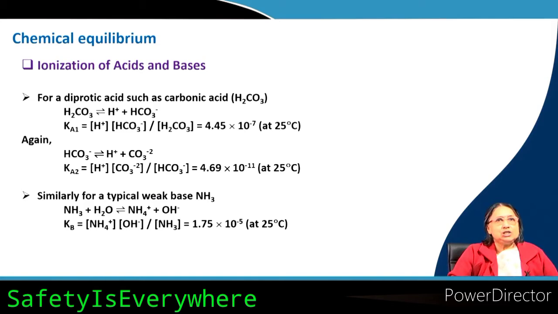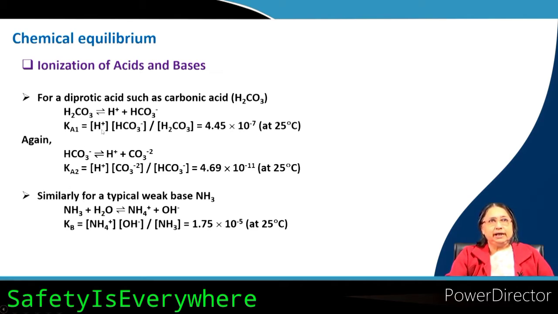Now, in case of diprotic acids, a very important example is carbonic acid, which is a diprotic acid. You see here H2CO3, that means 2 protons are there. So, what will happen when the first dissociation occurs? H2CO3 will give H plus ion plus bicarbonate ion, and here we can write Ka1. For the second dissociation we can write Ka2.